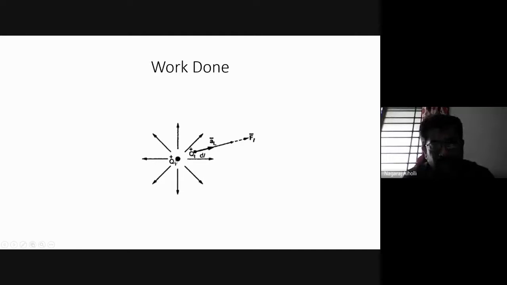There is a repulsive force. See the arrow directions. It is a repulsive force that is acting on the charge Qt. And AL is the direction in which the charge Qt is moving. Its unit vector is AL bar. The charge Qt is moving through a distance of dl.